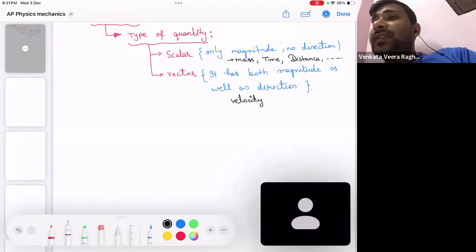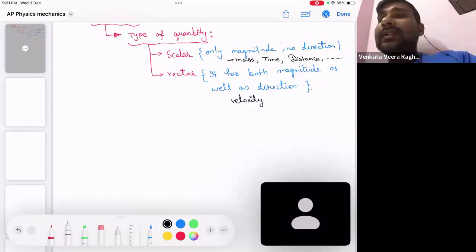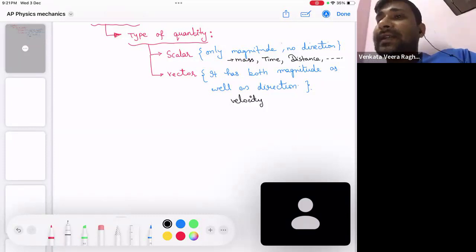Like we have to tell something like this. If I ask you what is the velocity, you will say it's 40 kilometer per hour, and in which direction are you moving? Let's say you are moving towards north, or towards south, or you are making some angle between the north and east direction. So what you are telling about the velocity, you are telling two things: the magnitude of velocity as well as the direction, isn't it? So that's why a vector is a quantity which has both magnitude as well as the direction.